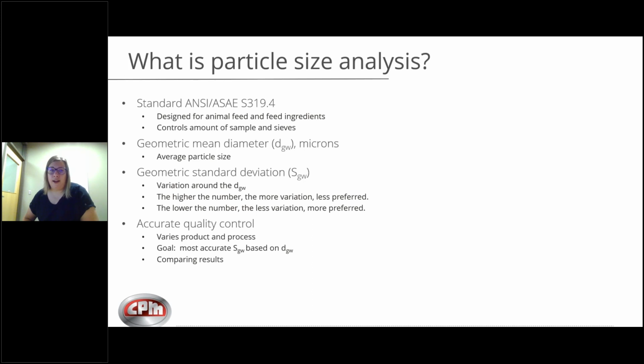So with accurate quality control in mind, we want to note that each product and process varies, but we still want to obtain the most accurate standard deviation based on that particle size. And so with accurate results, we can compare the results.